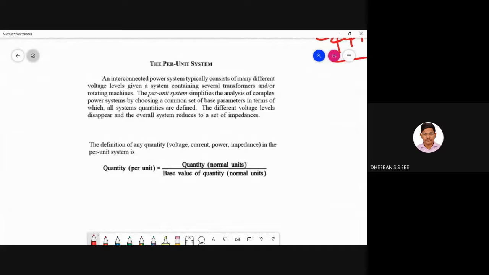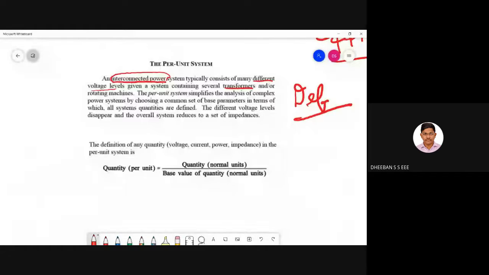Coming to the per unit system, here is the definition of the per unit system. It is nothing but an interconnected power system. This is the main important point you have to take: you'll be considering the interconnected power system network. As I said, it will have many different levels of voltages, because at each stage you will be stepping up or stepping down your voltages using your transformers.